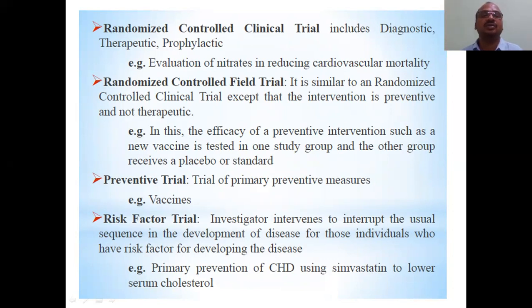Those are called randomized controlled clinical trials. Randomized controlled field trial: the field will be there. I gave an example here also. Only keep the headings in your mind. Preventive trial, prevention. Vaccine is the best example, to avoid the coronavirus. Vaccines are a preventive trial.